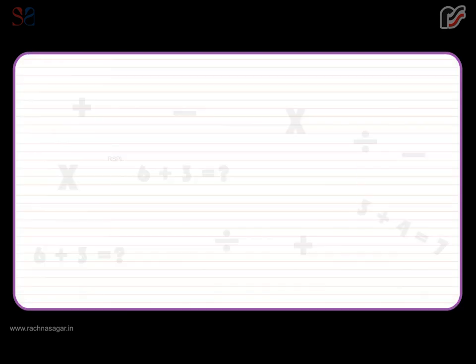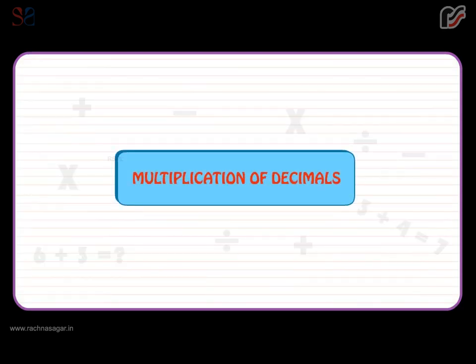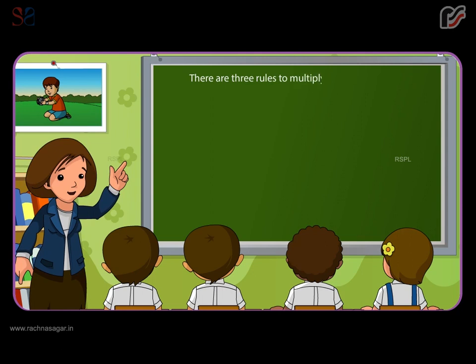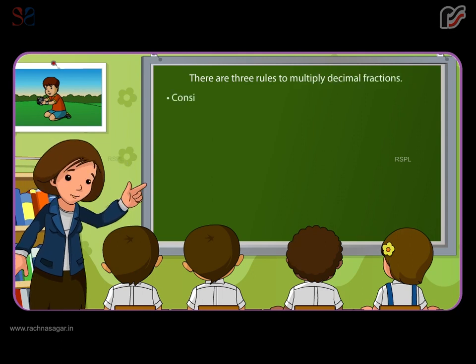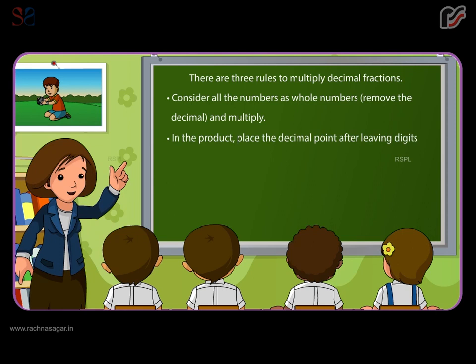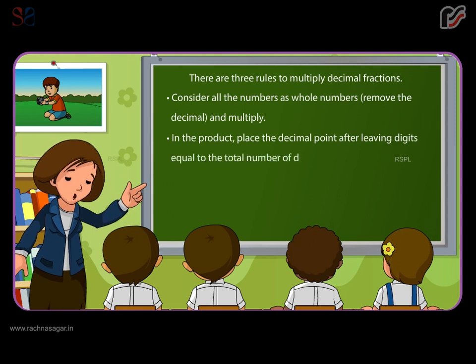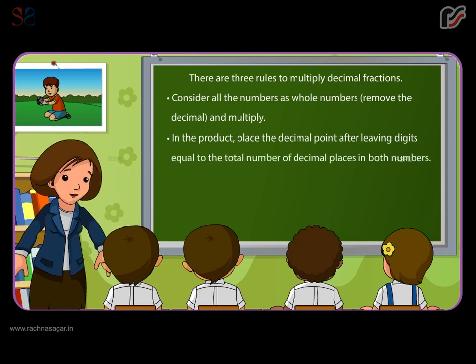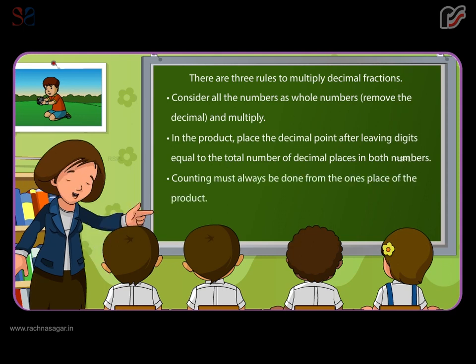Multiplication of decimals. There are 3 rules to multiply decimal fractions. Consider all the numbers as whole numbers, remove the decimal and multiply. In the product, place the decimal point after leaving digits equal to the total number of decimal places in both numbers. Counting must always be done from the ones place of the product.